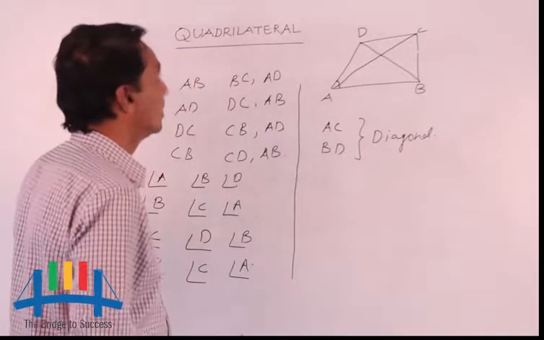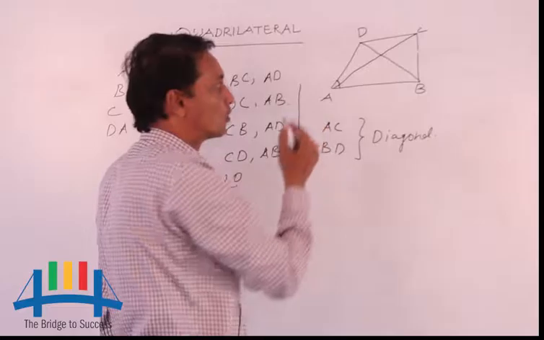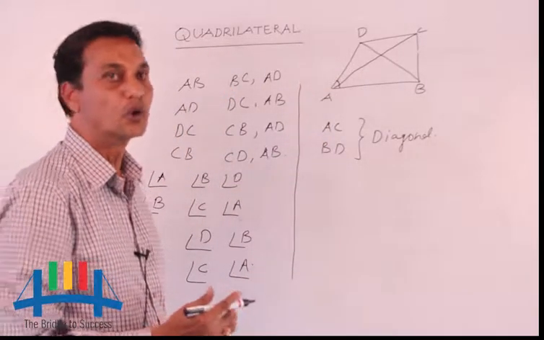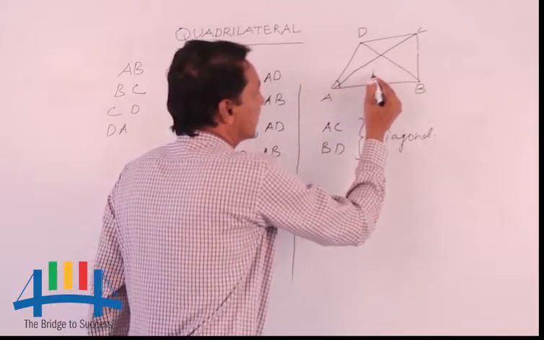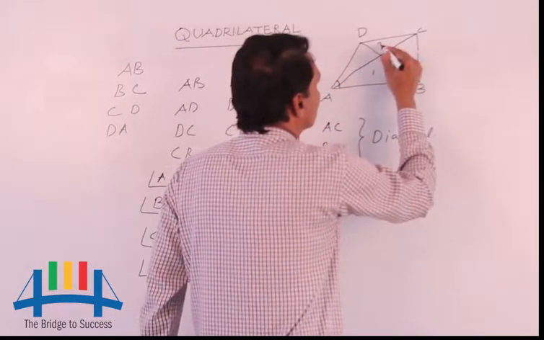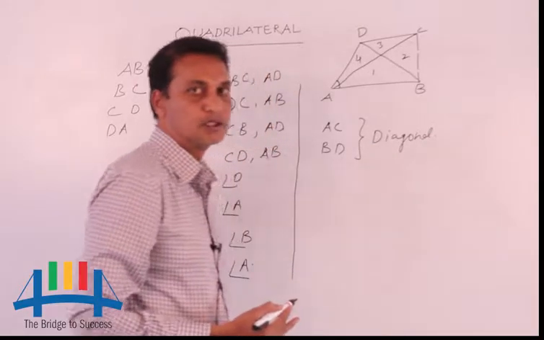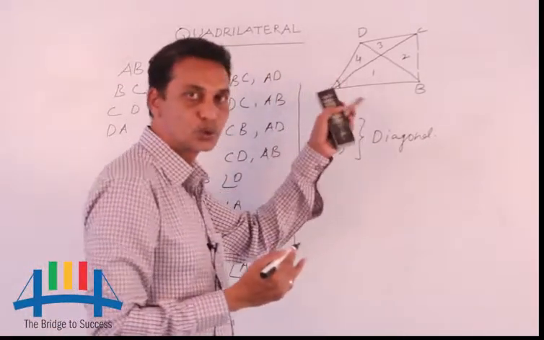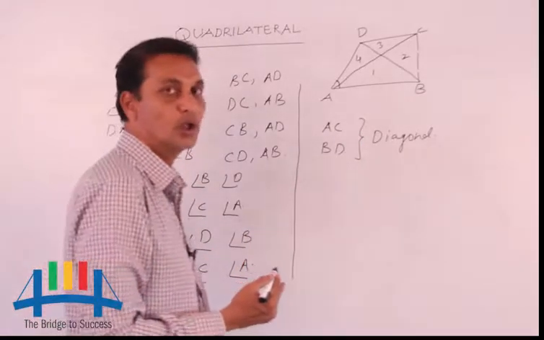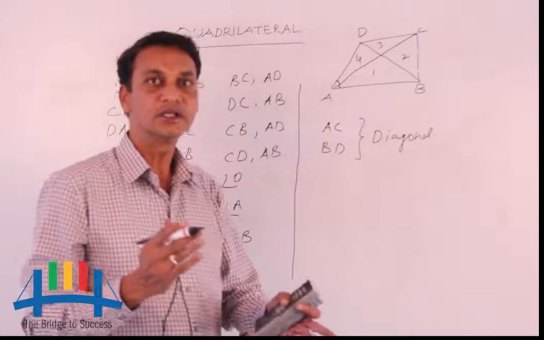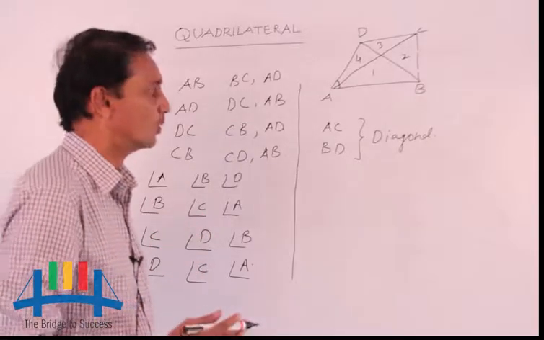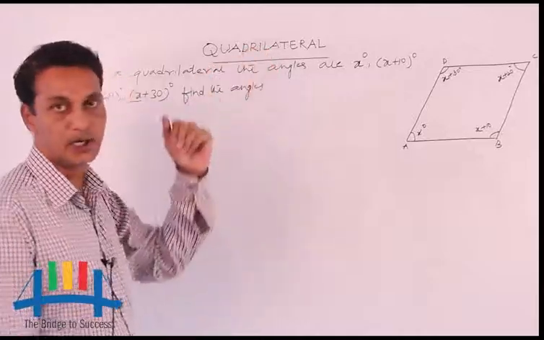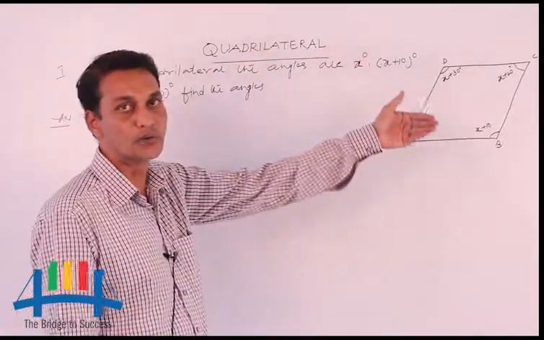What else can we say? When we draw the diagonals, they divide the quadrilateral into 4 triangles. This is the first triangle, this is the second triangle, this is the third triangle and this is the fourth triangle. So these 2 diagonals are dividing the quadrilateral into 4 parts, that is, 4 triangles. Until now we have seen what a quadrilateral is and we have seen the properties of a quadrilateral.